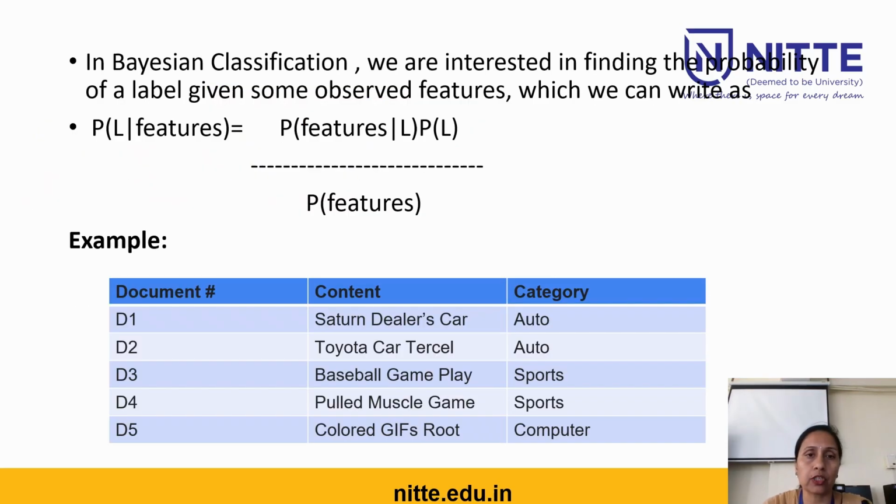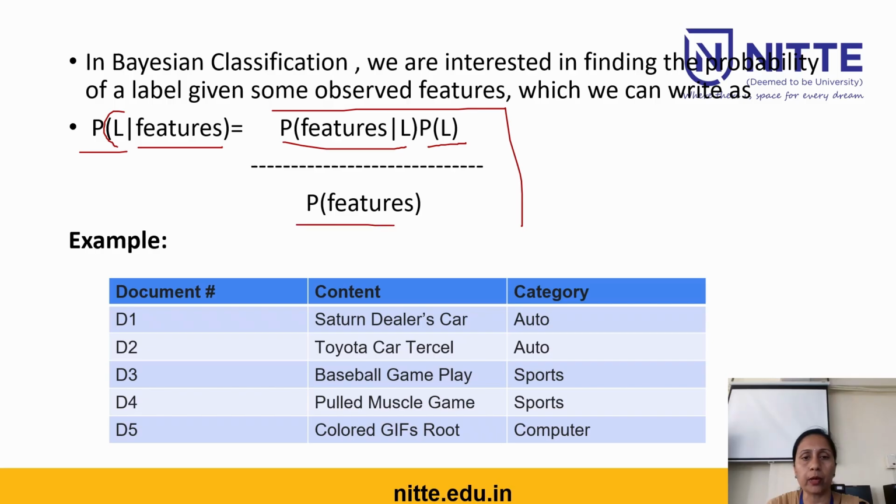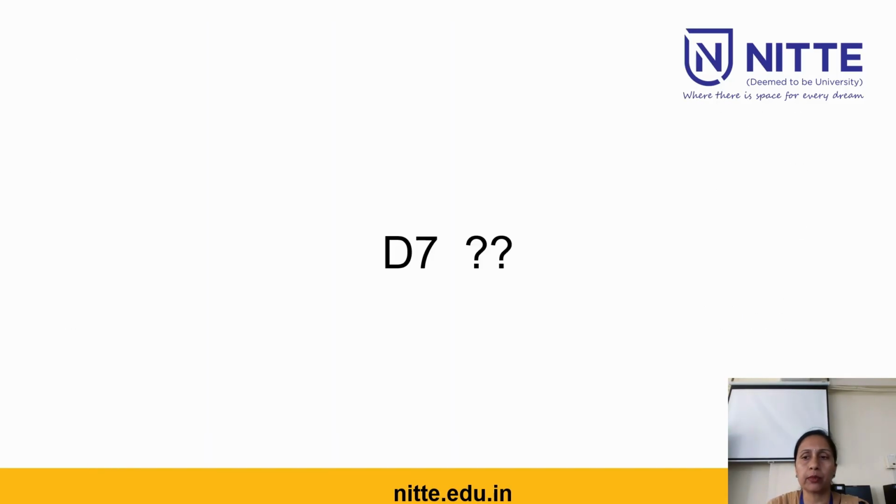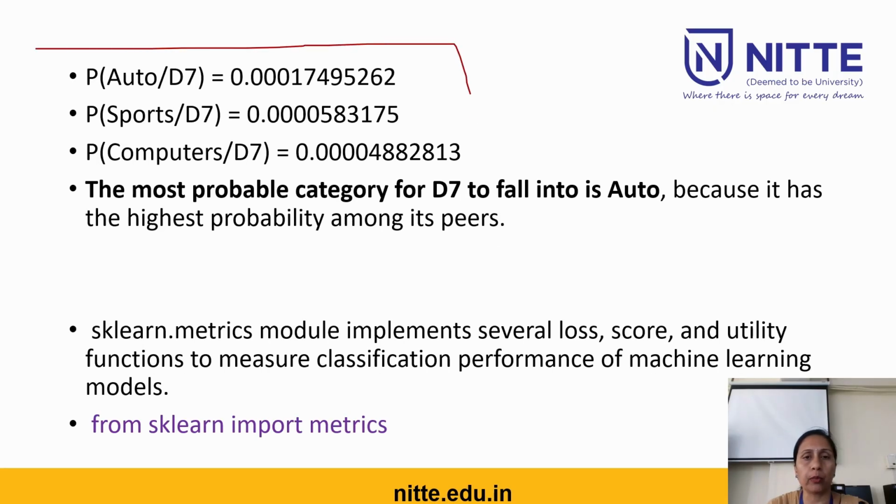The formula for naive Bayes or the multinomial is nothing but the probability of a label given all the features, which is again the Bayes theorem. Probability of features given label, times probability of a label, the prior probability, divided by the probability of all the features. So once we do this, this is another example. Once we apply this formula, we get something like this, the posterior probability. What is the probability of a document D7 belonging to the auto label? What is the probability of document D7 belonging to the sports category, or something like this?